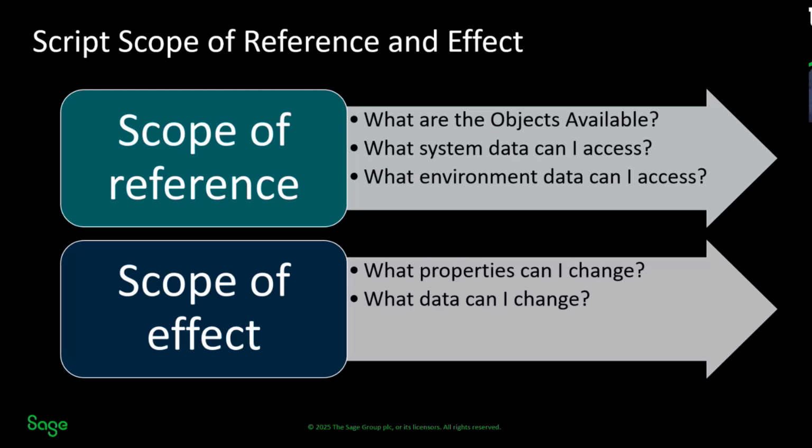Now, I spoke at the beginning of the lesson about how scripts have this concept of scope of reference: what can I check, and what's my scope of impact, scope of reference, scope of effect. I want to develop this idea a little bit more. I want to think about how we use this in the context of table level scripts.